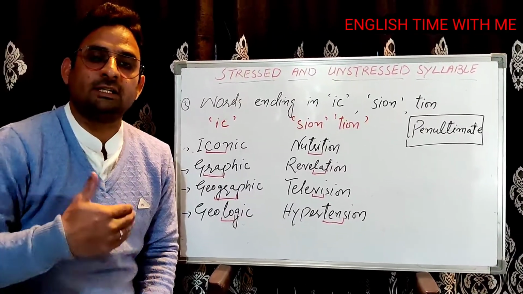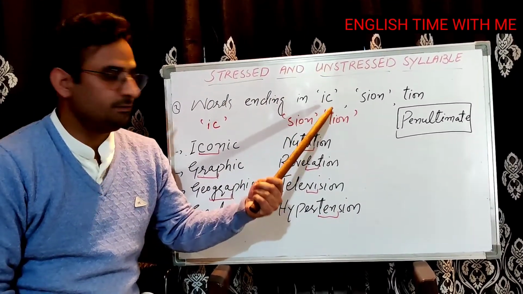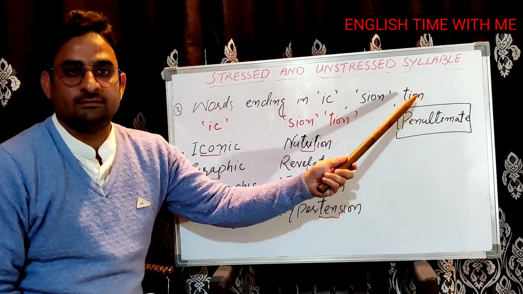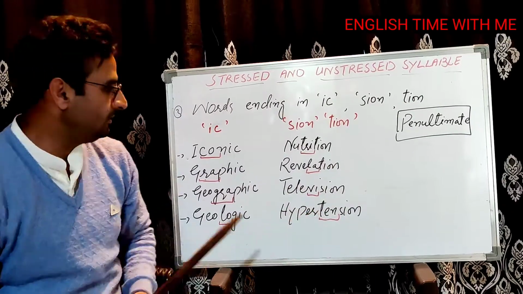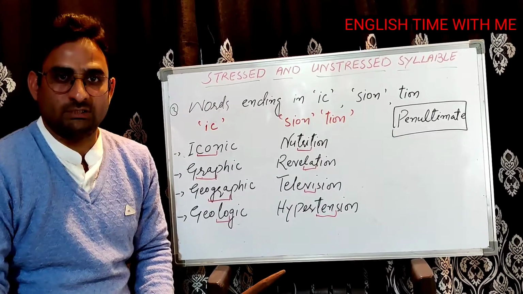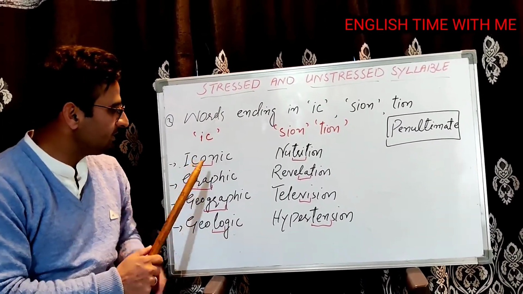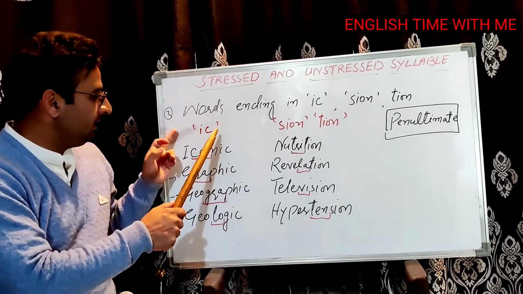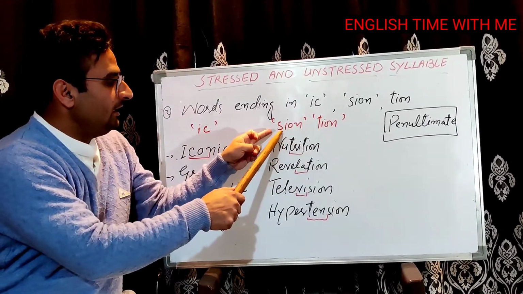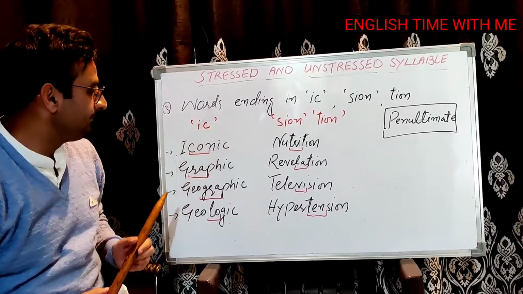Okay, now the third category is the words ending in IC, SION, and TION. This category of words. Where to put stress here? Now there can be multi-syllable words, more than two syllables. Here the first category is of the words ending in IC. The second category is ending with S-I-O-N and T-I-O-N.